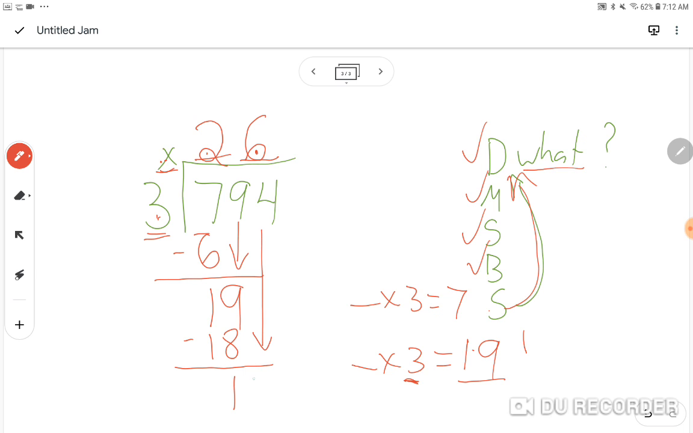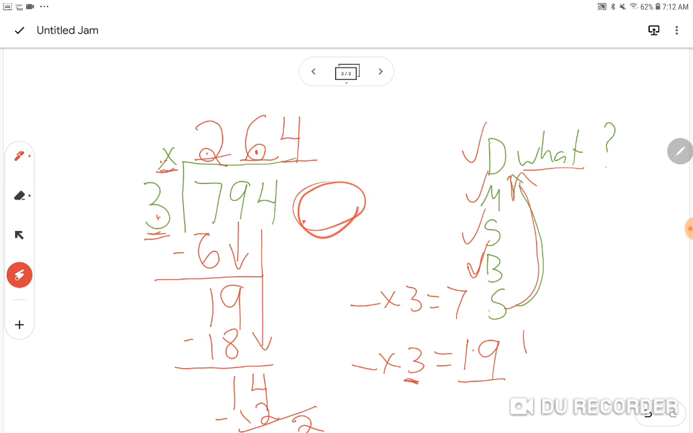Bring down the 4. But this is not our remainder, because after we bring down, we always have to start over. Now we ask ourselves again, what times 3 equals 14? In this case, 4, because 4 times 3 equals 12. This is why they call it long division. I'm running out of room. Okay, then we subtract. 14 take away 12 is 2. Then we bring down, nothing to bring down, so we have our answer.